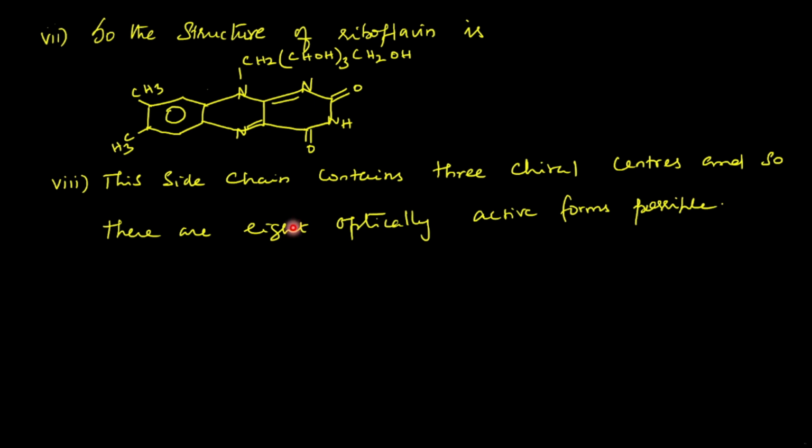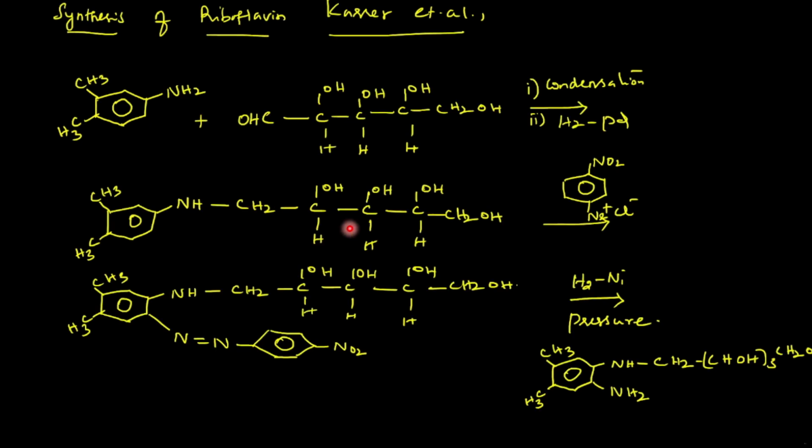So the proposed structure of riboflavin is this. This is the proposed structure for riboflavin. This side chain contains 3 chiral centers, and so there are 8 optically active forms possible.